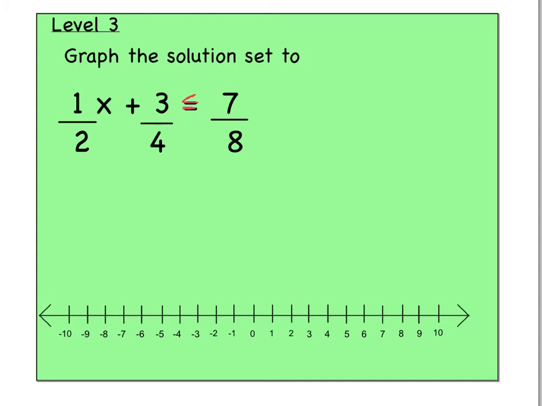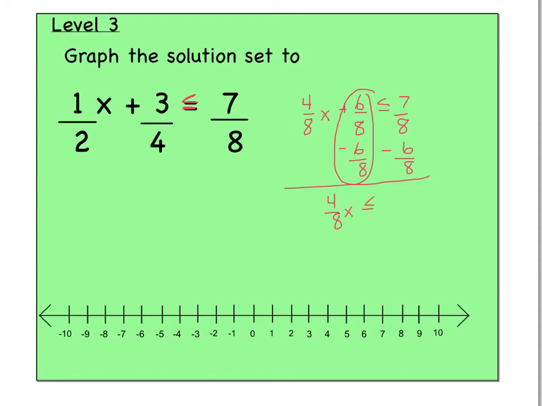Our common denominator is going to be 8, so I could rewrite this as 4/8 x plus 6/8 is less than or equal to 7/8. I'd have to subtract 6/8 from each side, which is going to give us 4/8 x is less than or equal to 1/8. In order to get rid of this, we'd have to multiply by the reciprocal.